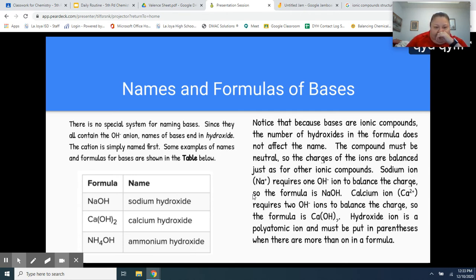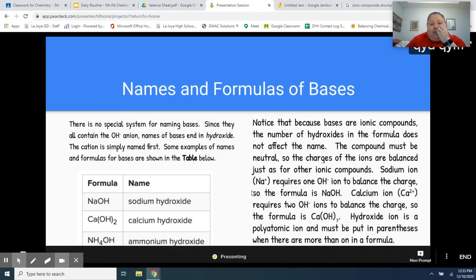So in the case of bases, you have the same ending. You're going to have that ending of hydroxide in the name. And there are some examples here in the slide. They tell you the first example, NaOH, CaOH, NH4OH. All of them have the same last name.